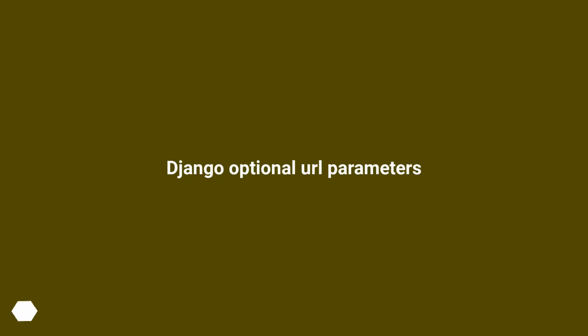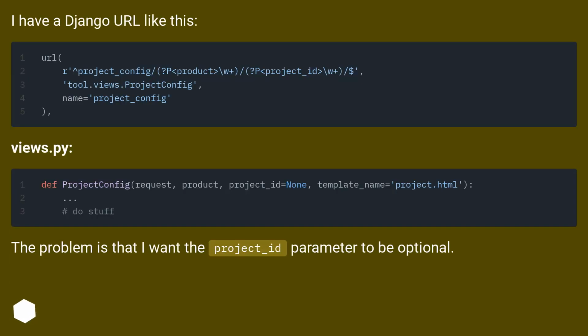Django optional URL parameters. I have a Django URL like this. Views.py. The problem is that I want the project_id parameter to be optional.